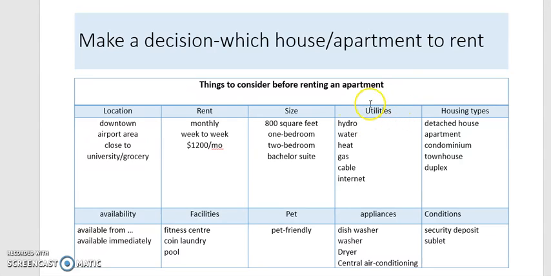Utilities. This might be a new word for you. Utilities normally include hydro, water, heat, gas, cable, internet. All these kinds of things are included in utilities. Housing types. We have discussed this part.